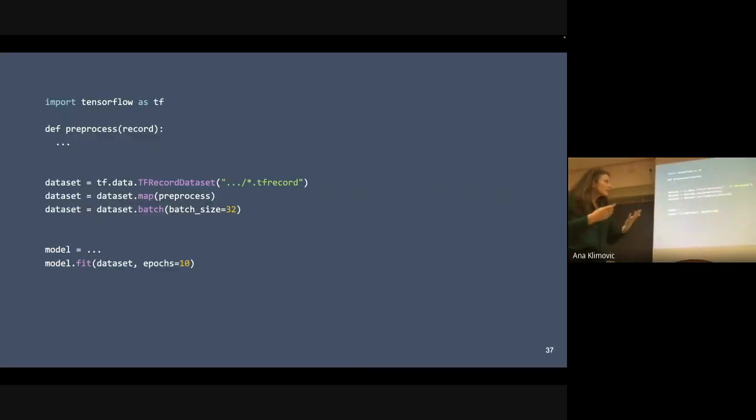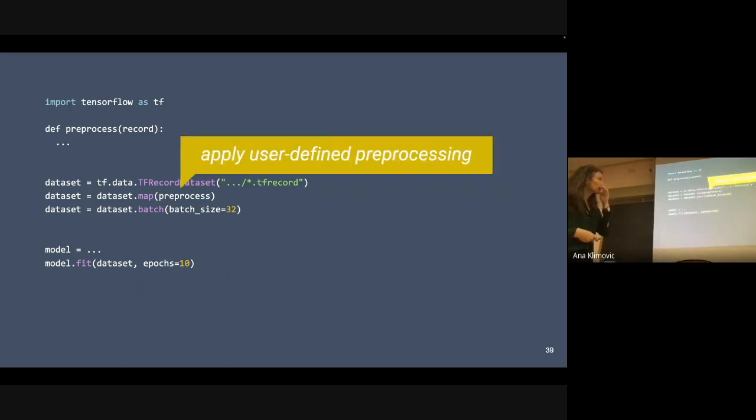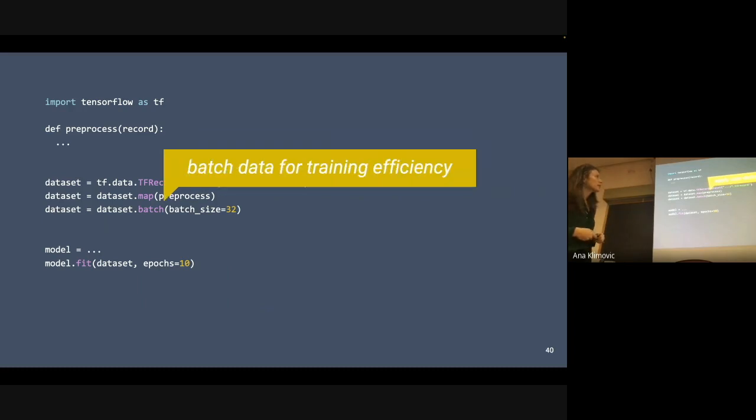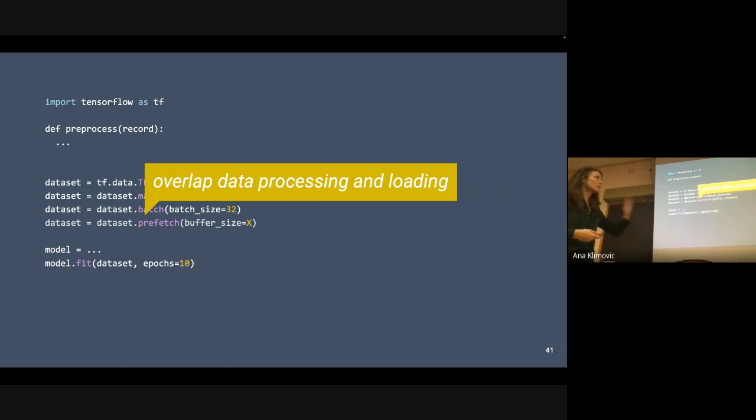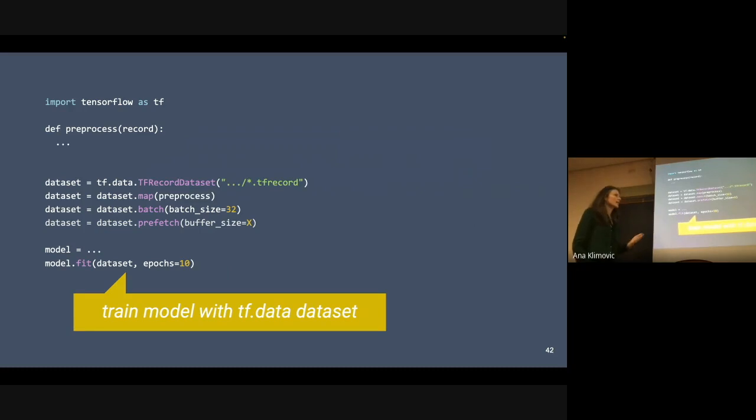So the way this might look if you're writing a simple tf.data pipeline as a user, you have this dataset object. You usually start with some kind of read operation. Then you apply your user-defined preprocessing here. You batch data for training efficiency. You can apply a prefetching operation to overlap data processing and loading onto the accelerator. And then you're ready to feed your dataset to the model for training.